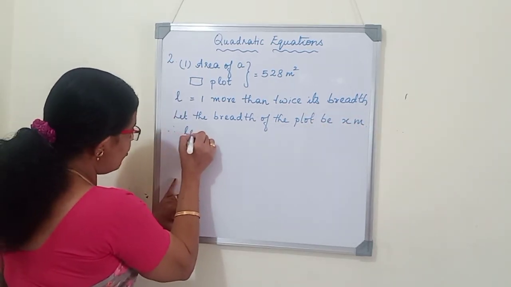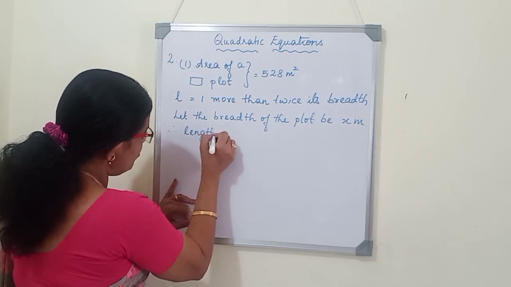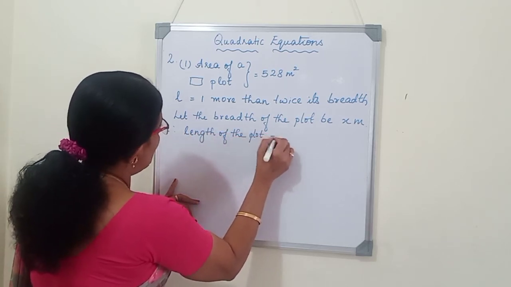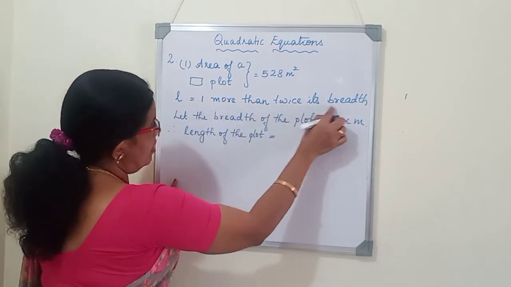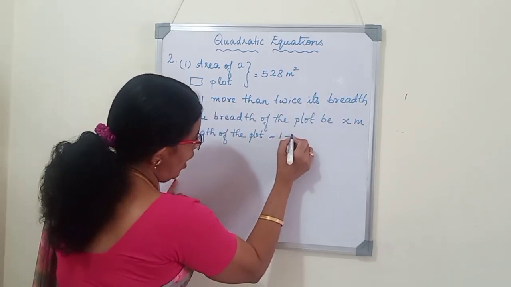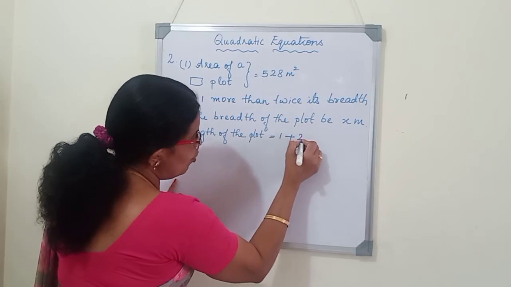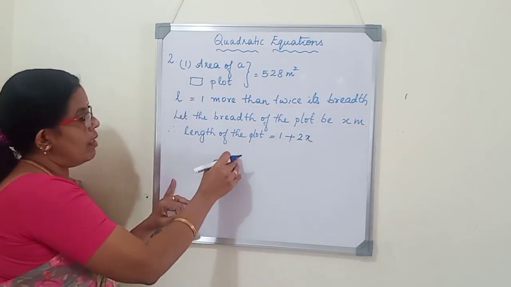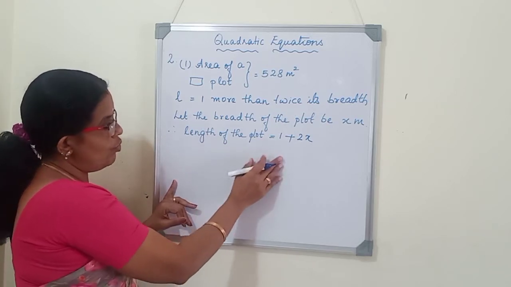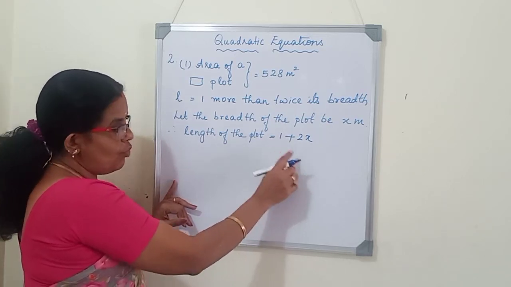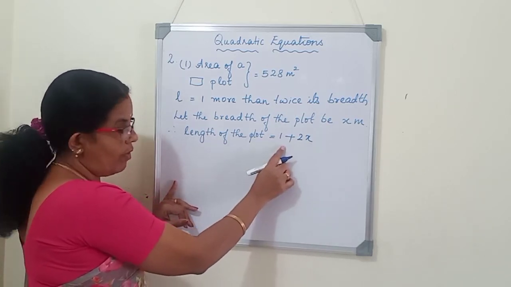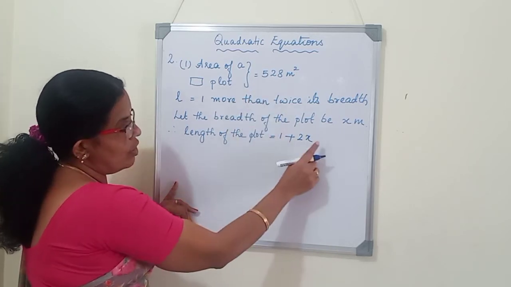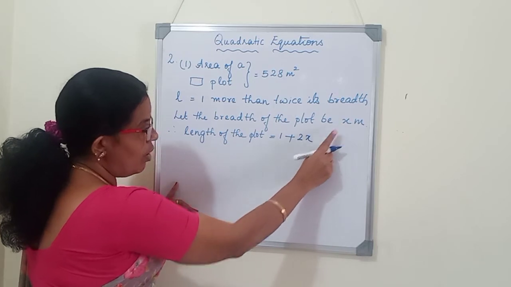Therefore, length of the plot equals one more than twice its breadth. So, 1 more means 1 plus, twice means 2 into breadth, it is 2x. When we learn pair of linear equations in two variables, we will be using two variables x and y and we are solving the equations. But here, it's a quadratic equation in one variable, so we have to use only one variable.